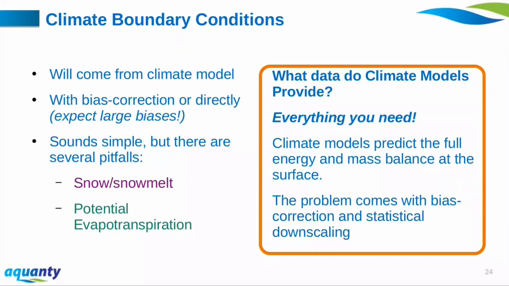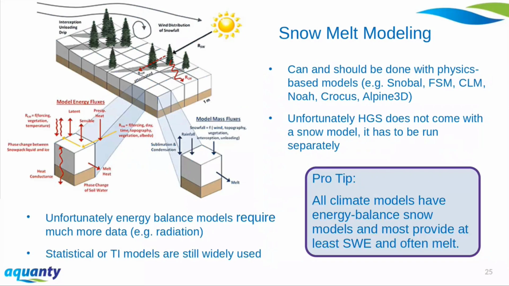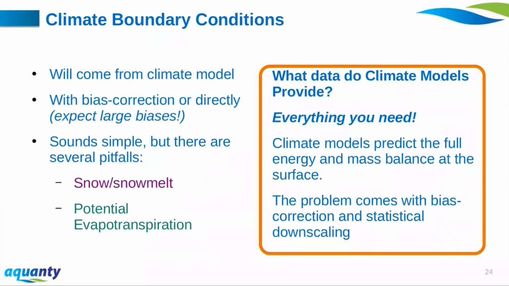It's important to know that climate models actually produce a lot more output than temperature and precipitation. They have the full energy and mass balance at the surface and even in the 3D atmosphere, but that's less interesting, right? So, yeah, with statistical downscaling and bias correction, there's another problem with this, but I'll get to that.